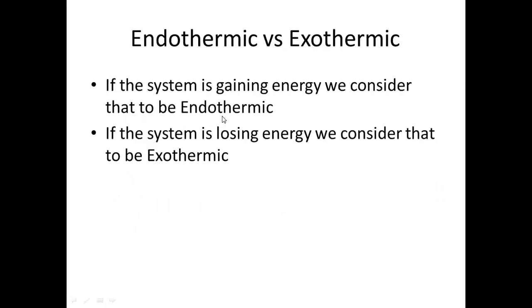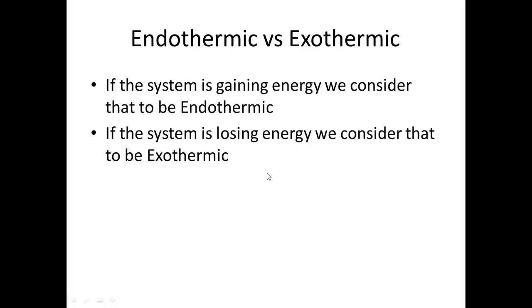Exothermic and endothermic are a few terms that we're going to use a lot. So what we call a system that is gaining energy, we call that endothermic. Endo, you might understand the term from biology when you talked about an endoskeleton. Endoskeleton means inside skeleton, and thermic just means energy. So what it means is heat is going inside.